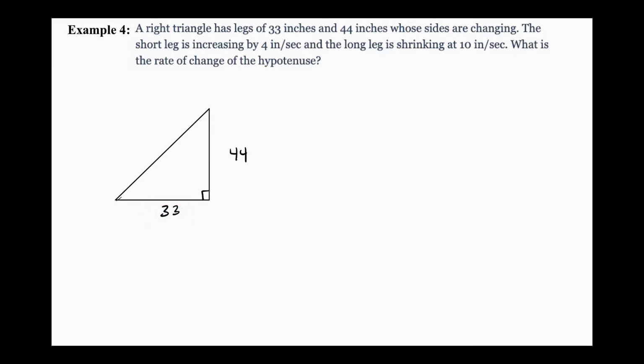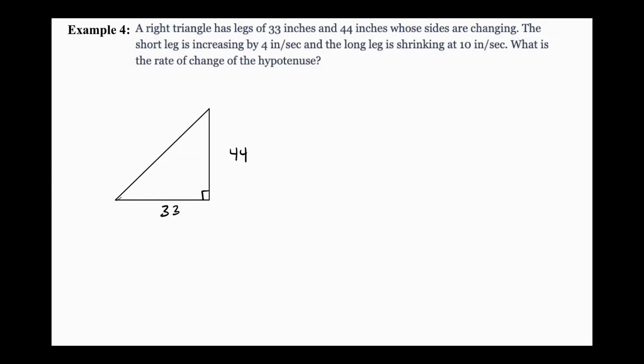Well, if 33 increases, the long leg is shrinking. So this side right here is shrinking, getting smaller by 10 inches every second. What is the rate of change of the hypotenuse? Okay, what is the rate of change of the hypotenuse?